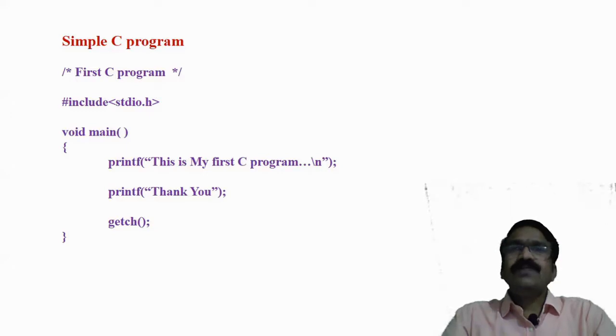And as we see, from main, open curly brace starts, and after the getch the curly brace is closed, means the program will terminate, or the program will end at this point. When we save the program and then execute it, it will display the result as: this is my first C program. Thank you. As like this, the result will display.